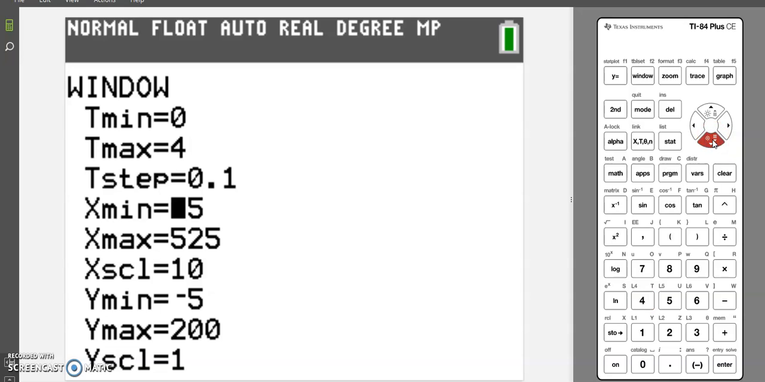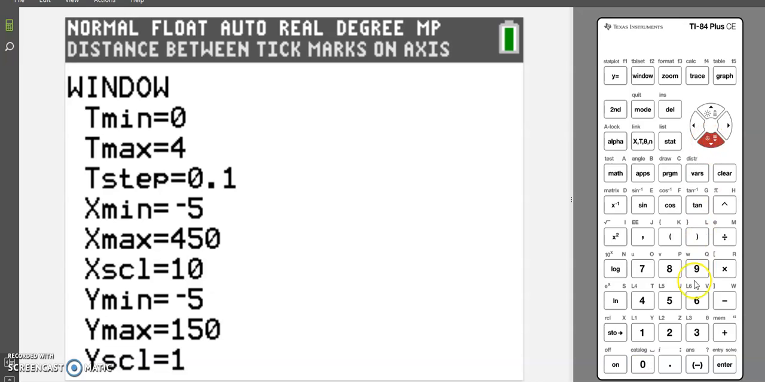X minimum, -5. The fence was 400 feet from home plate, so let's go with 450 for our max. The Y minimum, we start -5. How high does the baseball go? Not really sure. Let's just go with 150 feet. Not sure what that'll be, but I'll make our Y scale 10 too.